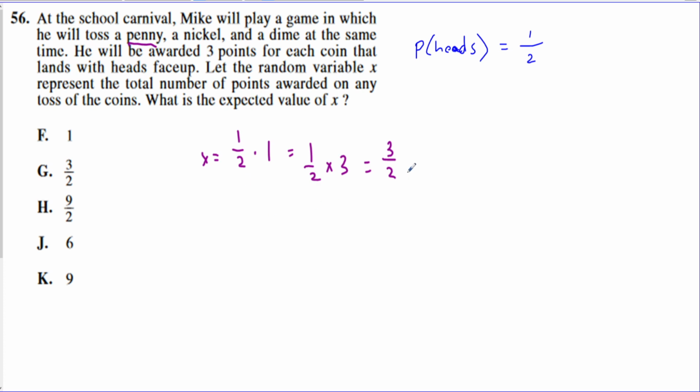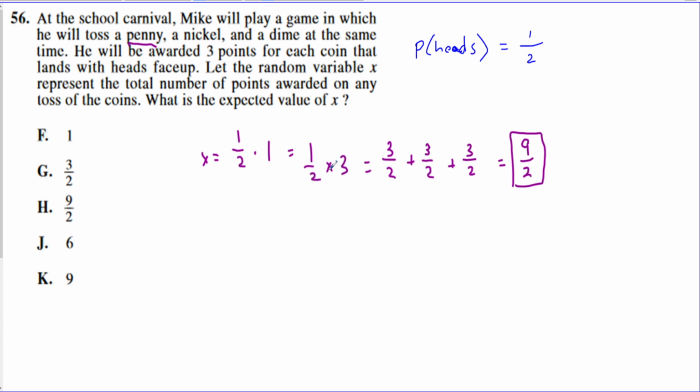The same thing is going to be true of the nickel, so I'm going to have another 3/2 expected value for the nickel, and another 3/2 expected value for the dime, and that in total makes 9/2. So the expected value for one coin is going to be 3/2, because it's the probability, which is 1/2, times the number of trials, 1, and that's going to give you the expected value.